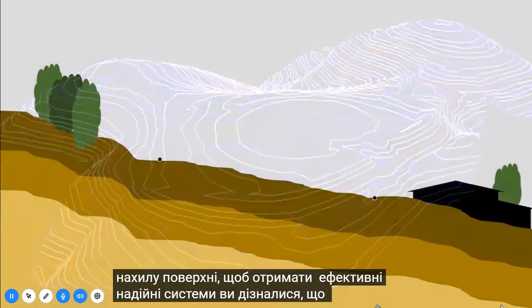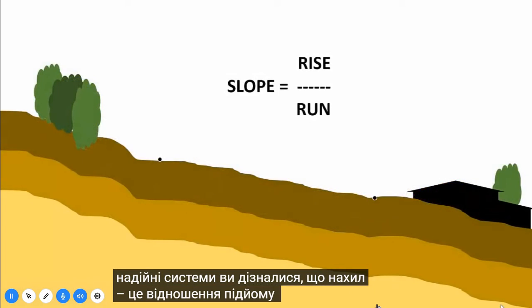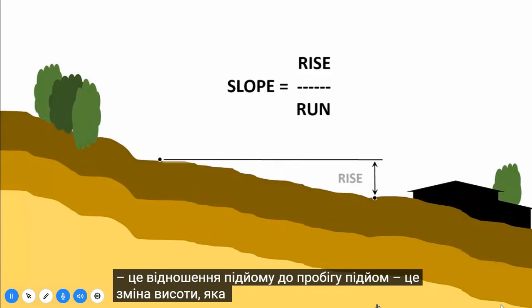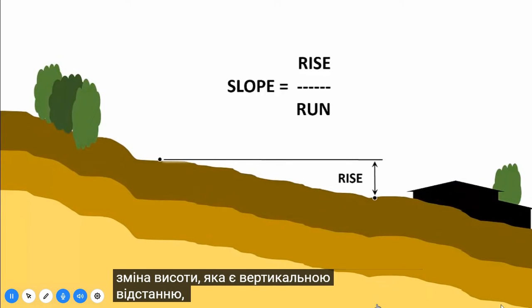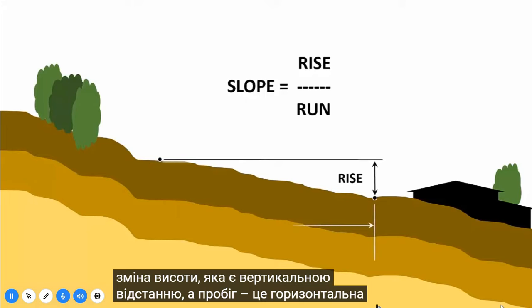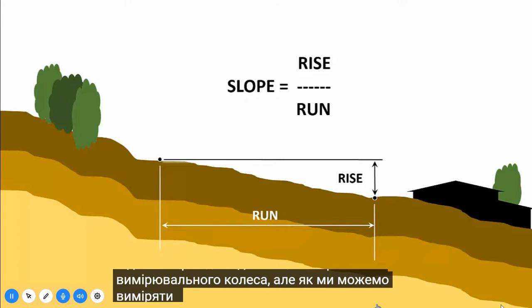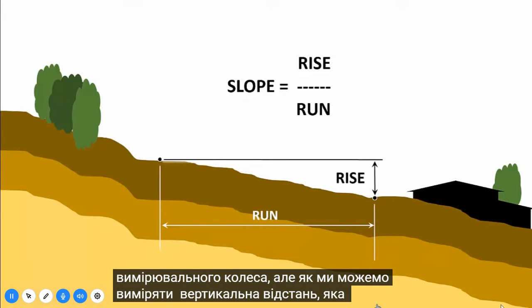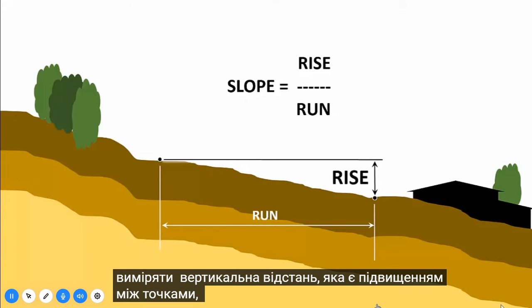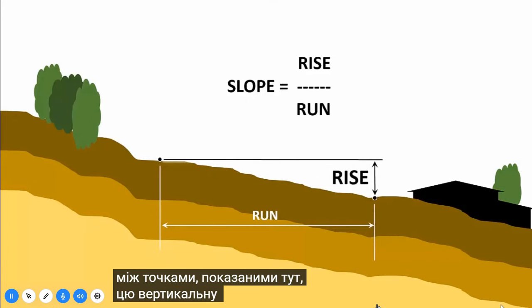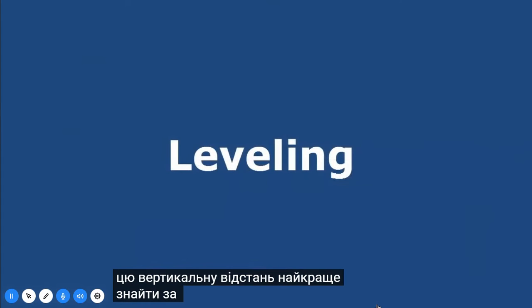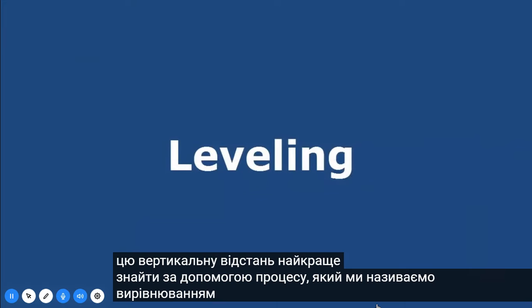You learned that slope is a ratio of rise over run. Rise is a change in elevation, that is a vertical distance, and run is a horizontal distance. Measuring horizontal distance is simple with a tape or with a measuring wheel. But how can we measure the vertical distance, that is the rise between the points shown here? Well, that vertical distance is best found by a process we call leveling.